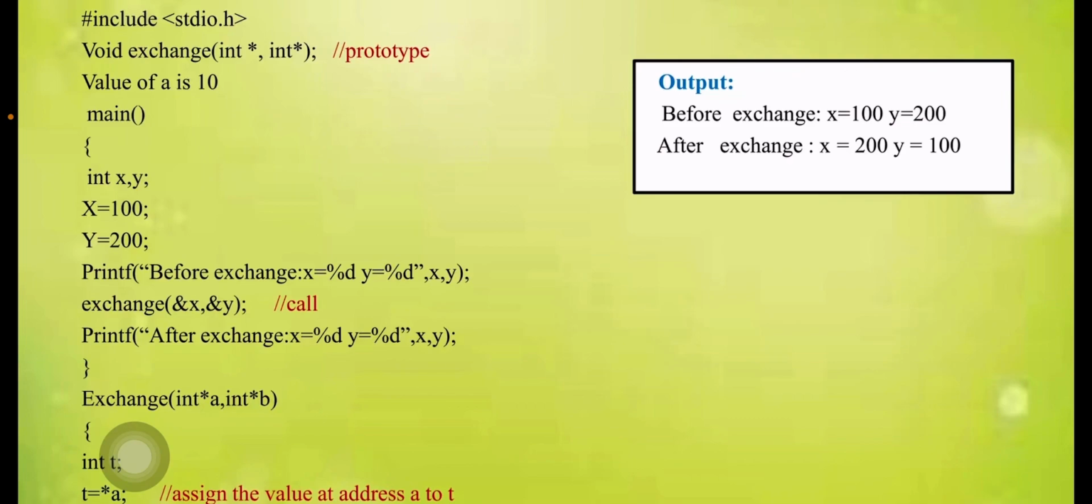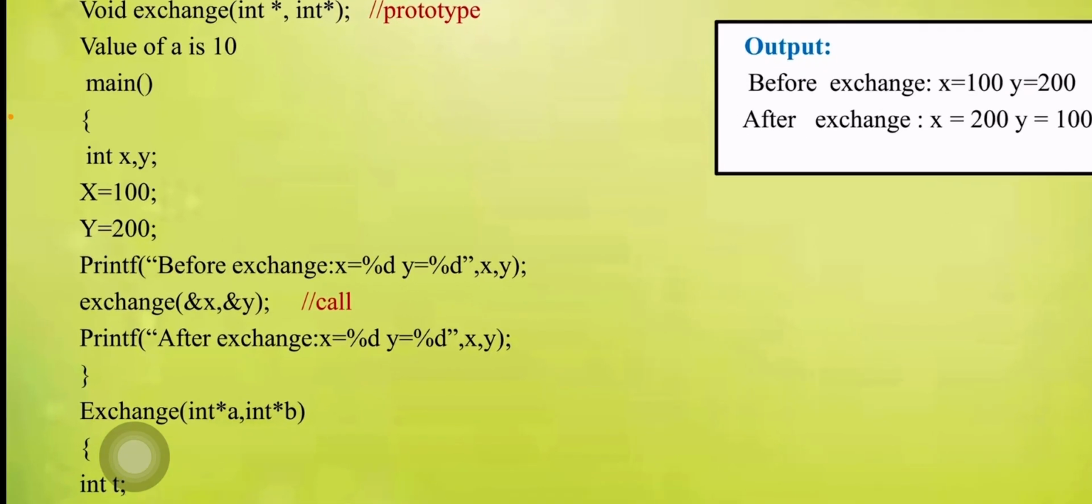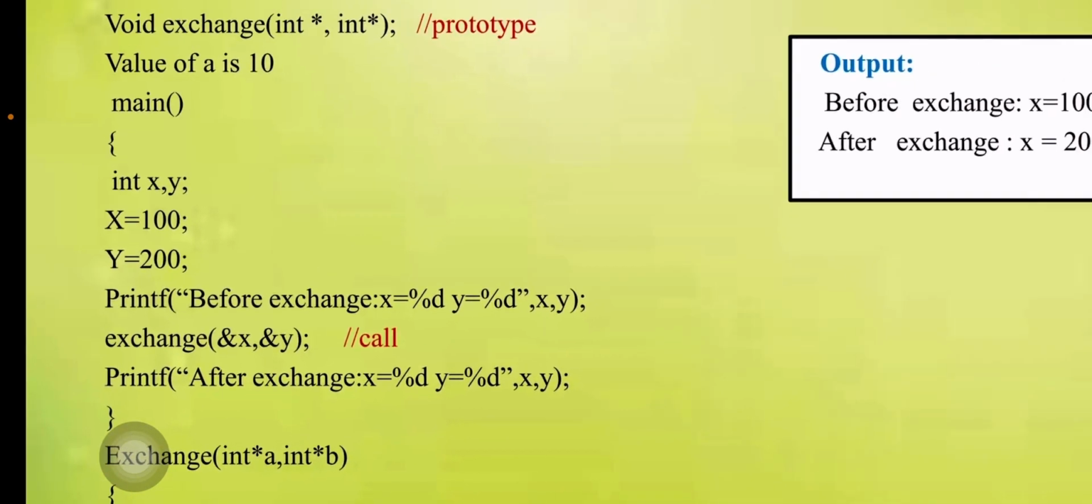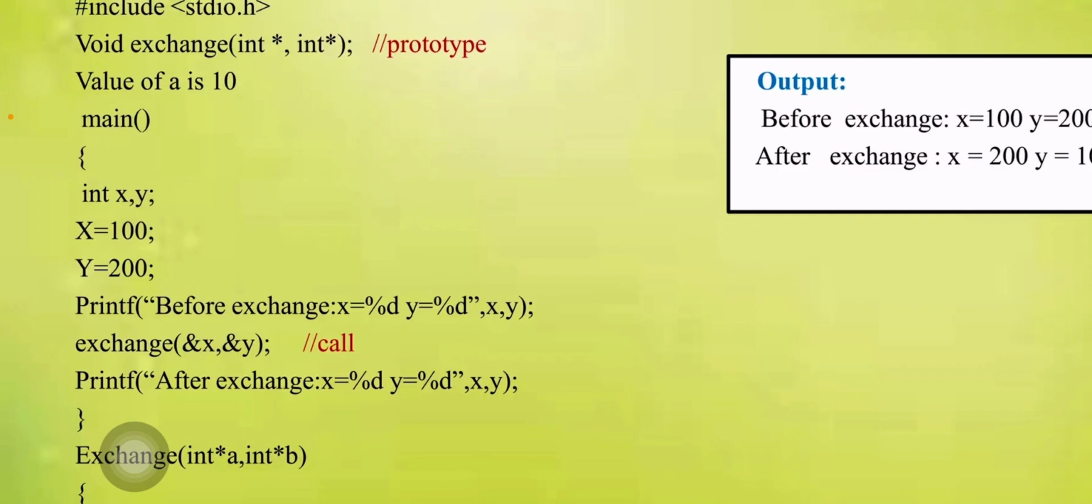And in the next statement, printf function will print the value of x and y before the exchange logic. In the next statement, exchange, in the braces we are passing it address of x and address of y. So here is the difference. In call by value we just pass x comma y, that means we just pass the values of actual parameters, but here we are passing the addresses of actual parameters.